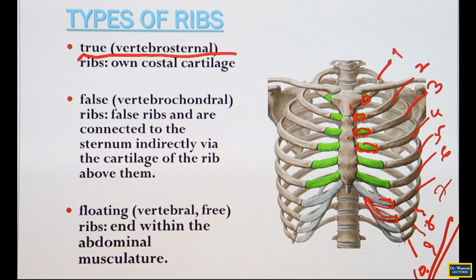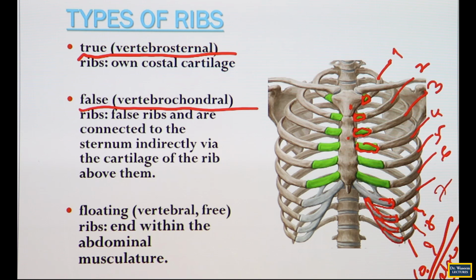If this is the 8th, it will be attached not to the sternum directly, but indirectly via the costal cartilage of the 7th. The 9th rib attaches through the costal cartilage of the 8th rib, and the 10th rib through the costal cartilage of the 9th rib. So they are not attached directly to the sternum, but via the cartilage of the rib above them. These ribs are called the false ribs, or vertebro-chondral ribs. Chondral means cartilage. So ribs number 8, 9, 10 are the false ribs.